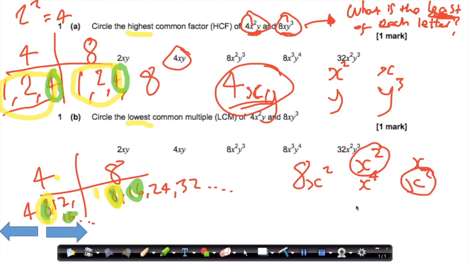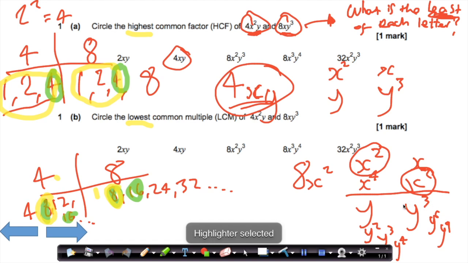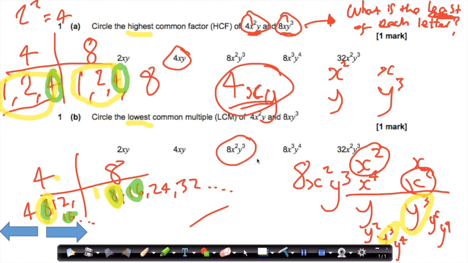If we were thinking about the y and the y cubed times tables, y would start off as just y, and then we multiply it by another y to make it y squared, then we multiply it by another y to make it y cubed, and then another one to make it y to the fourth, whereas y cubed would be y cubed, y to the sixth, y to the ninth, and so on. The first term with the same number of y's, y cubed here, so the lowest common multiple of the y's will be y cubed. Hence why our answer must be 8x squared y cubed.